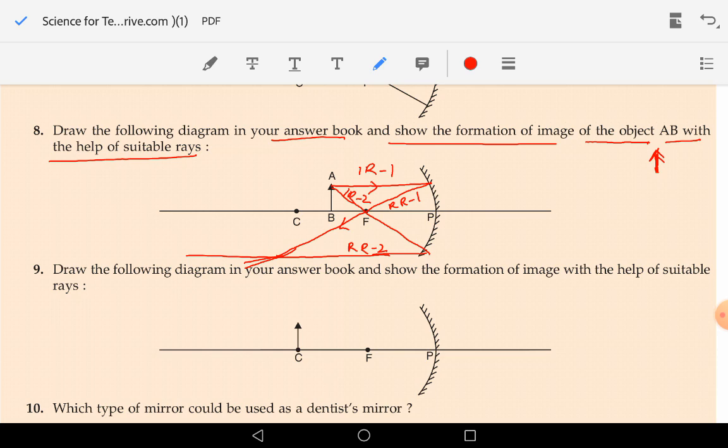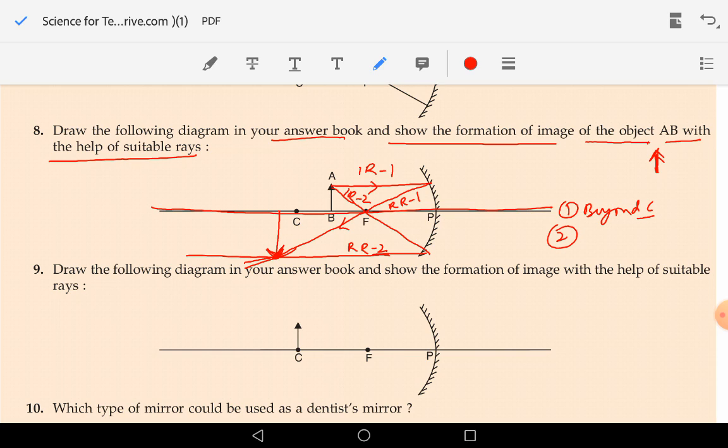Just focus on the 2 reflected rays and see where they intersect each other. This is the point from the principal axis at which the image will be formed. And so clearly it is visible that the image in this case will be formed beyond the center of curvature.